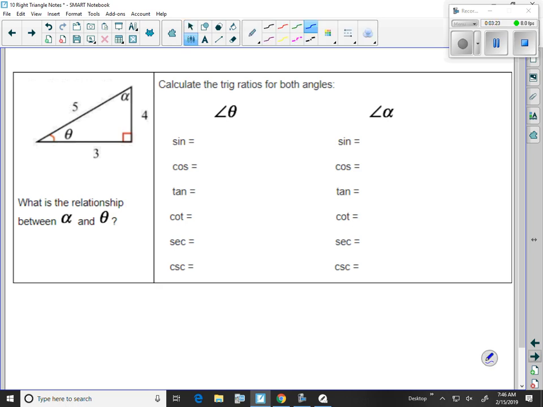Okay, so we're going to do both angles. We're going to do theta and we're going to do alpha. Let's start with theta. Okay, so the sine of theta, sine is opposite over hypotenuse. So opposite theta would be 4, hypotenuse would be 5. So we get 4 over 5. Which trig function is opposite of sine? Cosecant. So find cosecant down here. You're going to flip the fraction that we just got for sine to get your cosecant.